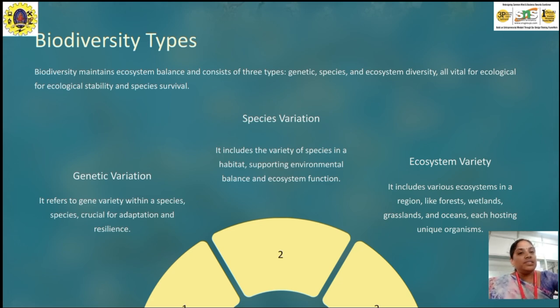Biodiversity has three different types: genetic variation, species variation and ecosystem variation. Genetic variation refers to the gene variety within a species. For rice, maize and wheat, the shape will be different, and the color and properties are also different. This is genetic variation, which supports adaptation and resilience. Species variation includes the variety of species in a habitat, supporting environmental balance and ecosystem functions. Ecosystem variation is like forests, wetlands, oceans and grasslands with their unique organisms.